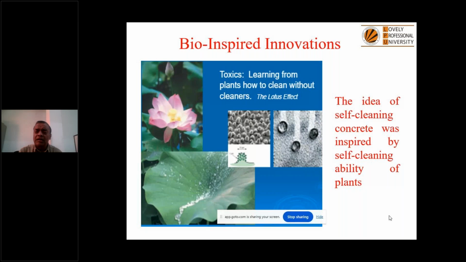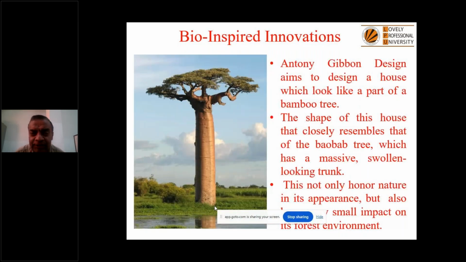Every year you clean your house, but if you create your house surface this way, you need not clean anything, any wall. The idea of self-cleaning concrete was inspired by the self-cleaning ability of plants. So nowadays, civil engineers have developed that kind of concrete that will not get dirty. It will always be shining once painted, because it has the peculiar property of throwing water away from the surface. So this is also a bio-inspired innovation.